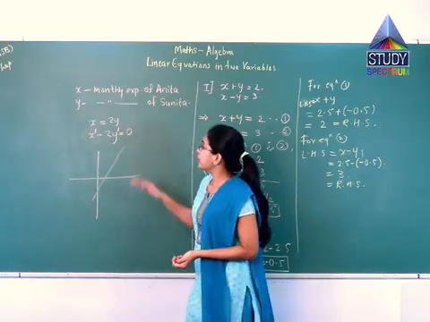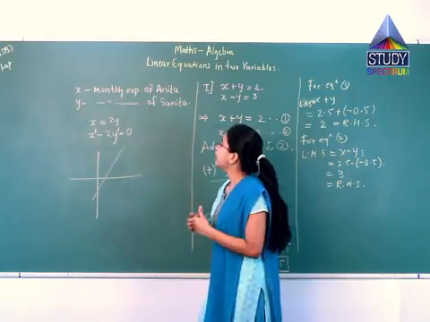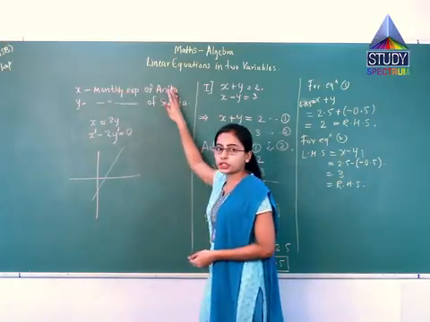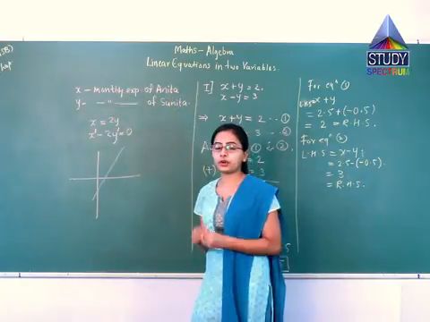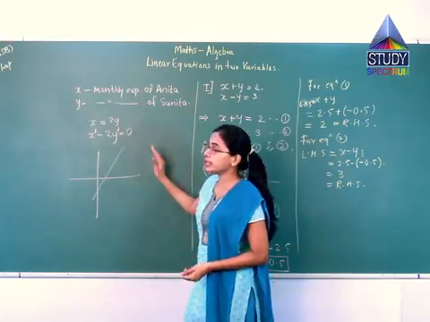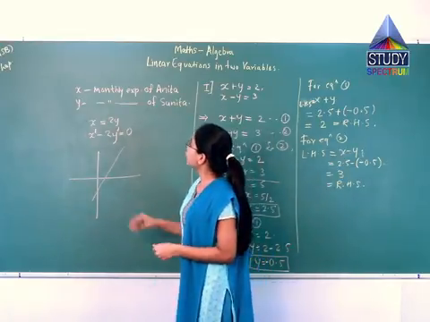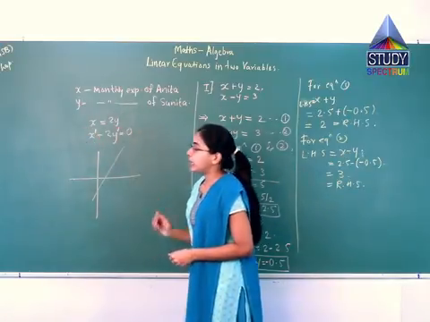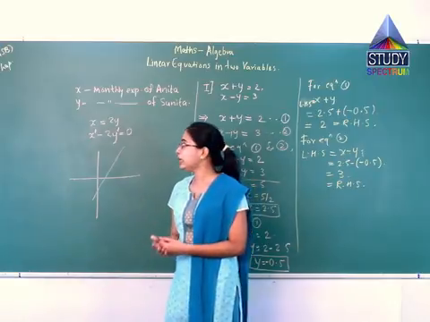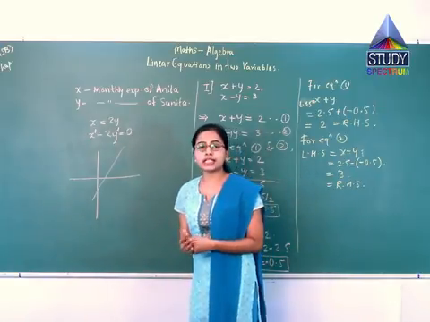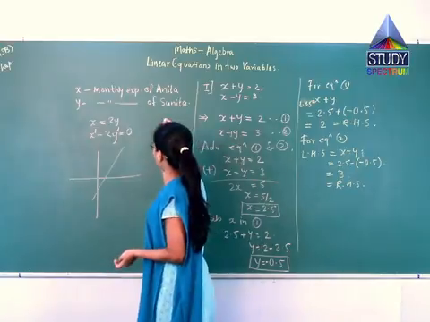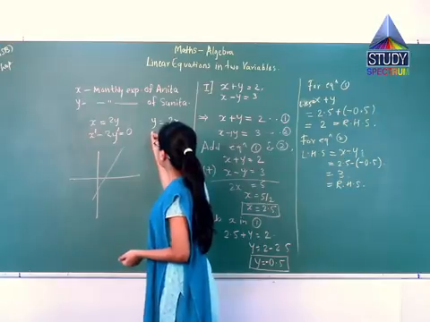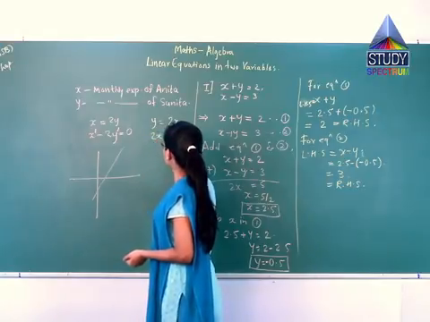For example, suppose a question is given where x is the monthly expenditure of Anita and y is the monthly expenditure of Sunita. For the first month, the expenditure of Sunita was double the expenditure of Anita. In the second month, it may vary, in the reverse manner, so you may have a value like y is 2x. So here you will get 2x minus y is equal to 0.